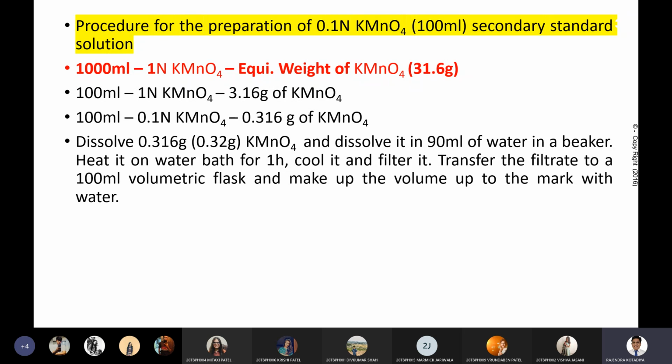Filtrate કોને કહેવાય? Yes, what do you understand by filtrate? The pure substance that we have got after this process. Okay, do you know anything about the process of filtration? How do we perform filtration? What we require? Filter paper. Okay, we require filter paper.